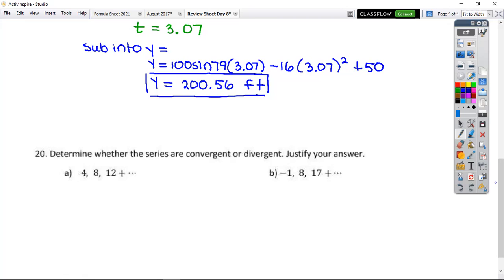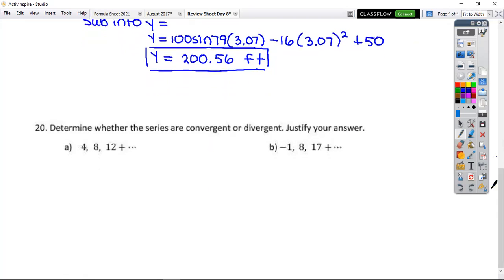Okay, number 20, determine whether your series is going to be convergent or divergent. Justify your answer. These should look kind of familiar. So what are both of these? What type of series? Arithmetic, and arithmetic is always divergent. Yep.